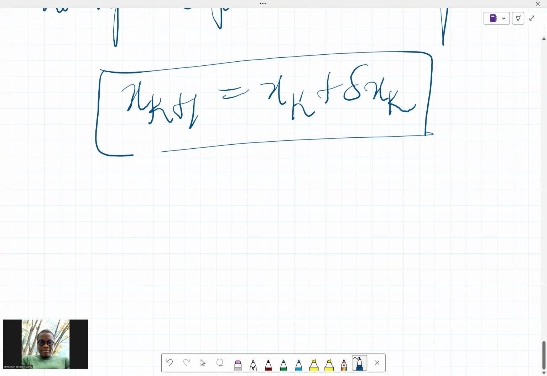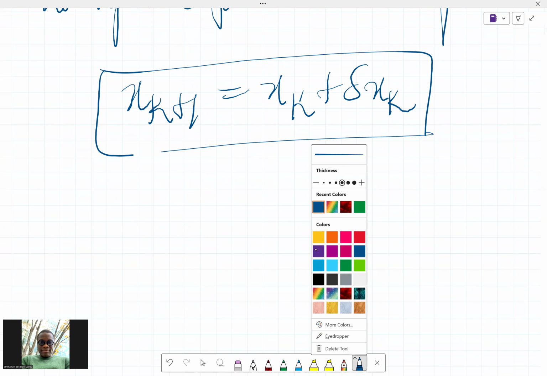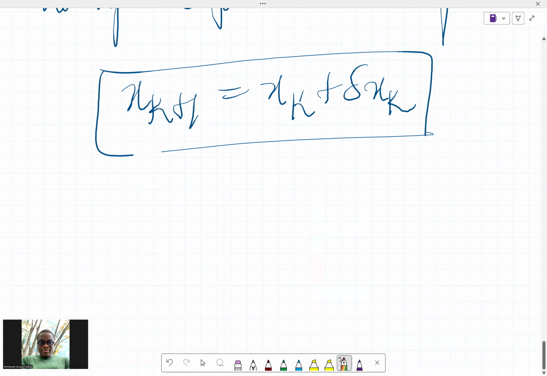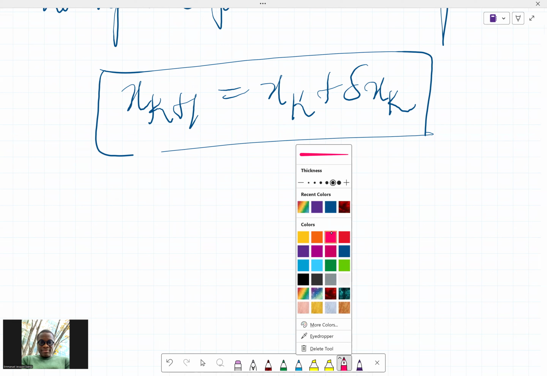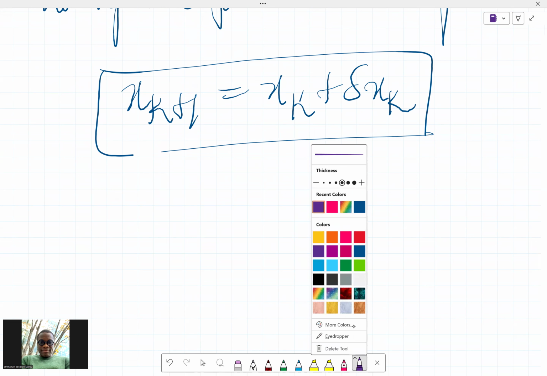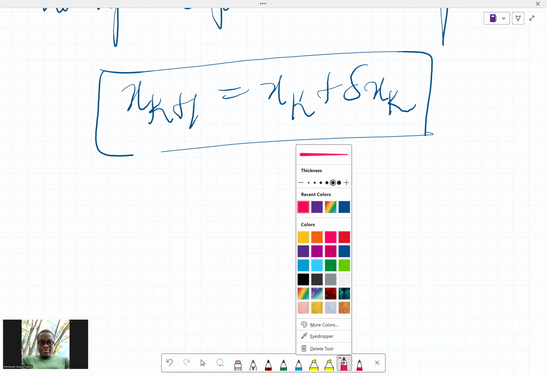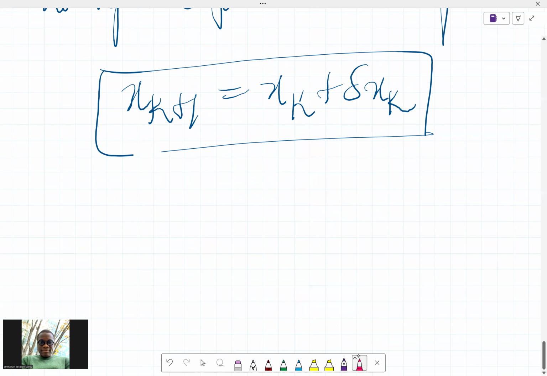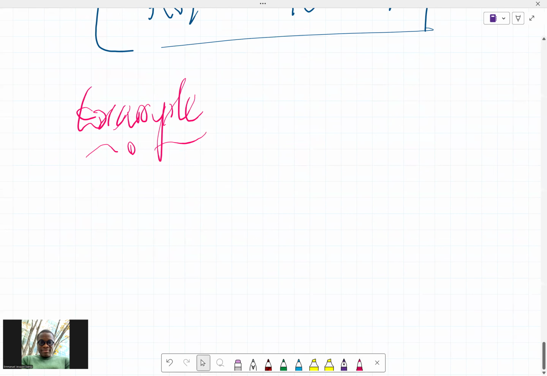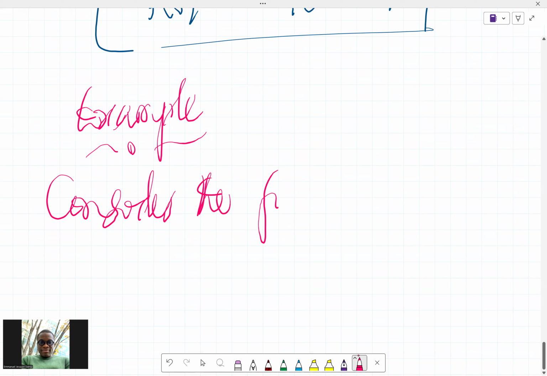So now we want to check for some example. Let me switch it over. Let's do some example. Just one example is enough because the process is tedious already. So consider the following. It's for solving a nonlinear constraint problem.